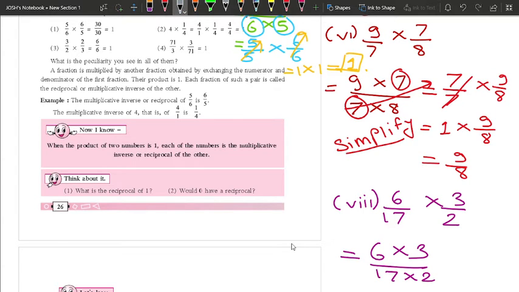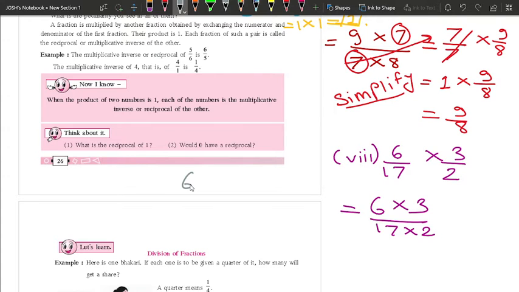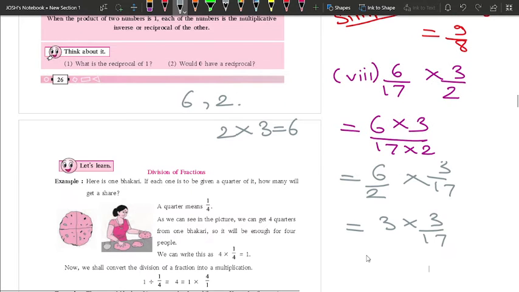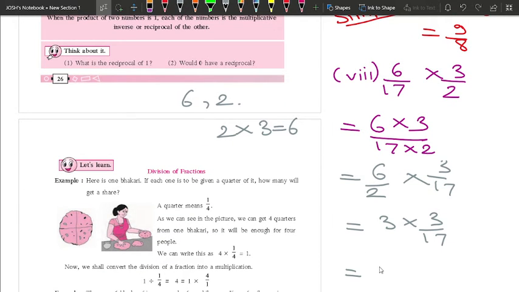So you see 6 and 2. You know 6 is divisible by 2. When you multiply 2 and 3, you get 6. So what you do is divide 6 and 2. You write it differently as 6 by 2 into 3 by 17. So 6 divided by 2 is 3. So you get 3 multiplied by 3 by 17. Now you can write it as 3 multiplied by 3 by 17. And after this, 3 multiplied by 3 is 9, so 9 by 17.